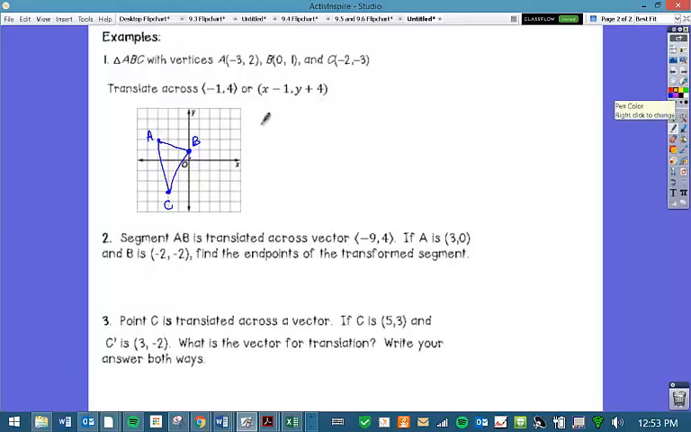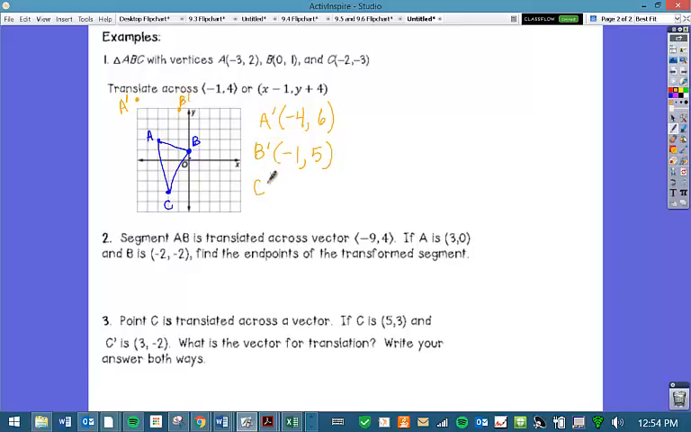So for my new point A prime, I'm going to subtract 1 from the x coordinate. So -3 minus 1 is -4. Then I'm going to add 4 to the y coordinate. 2 plus 4 is 6. So A prime is now at (-4, 6). It's actually off the grid. That's okay. Here's A prime. So I moved it to the left and up. B prime would be 0 minus 1, -1. 1 plus 4 is 5. So B prime's at (-1, 5).